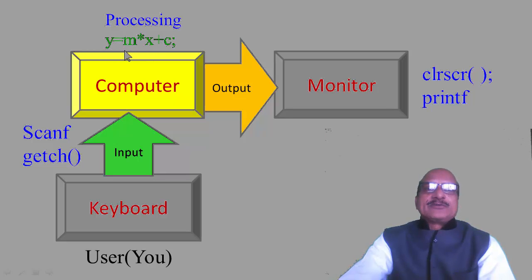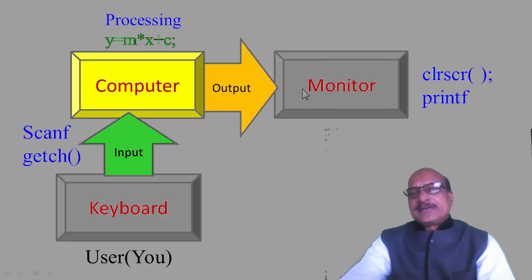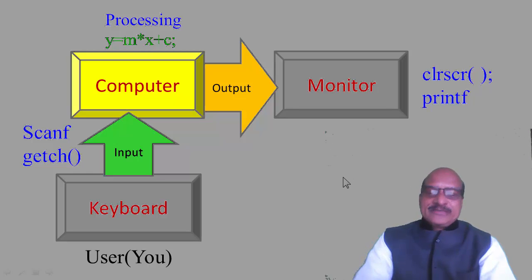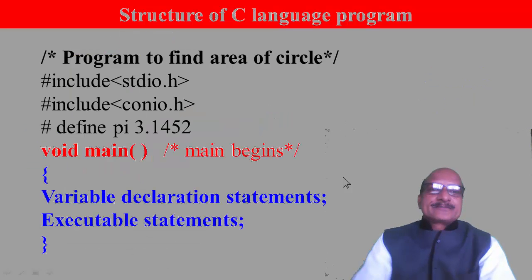For example, y is equal to mx plus c. I want to perform a calculation. So certain instructions, certain operators are provided in C language for processing the received data, and we produce the results. And those results are displayed on a monitor by using the statements printf and clear screen, which removes the garbage matter from the screen. So in this lecture we are going to see in more detail.